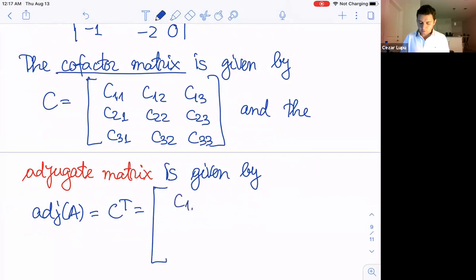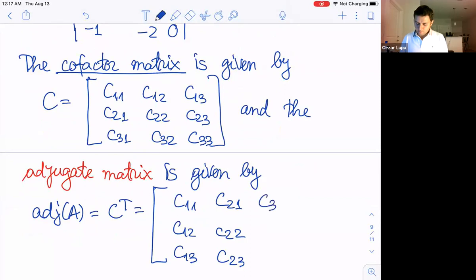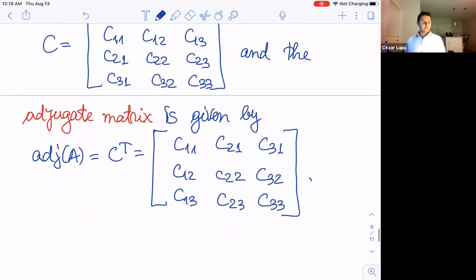Let's write it. The adjugate of A will be the cofactor transpose, which will be nothing else than just C11, C12, C13. We're going to write them in the column. C21, C22, C23, and C31, C32, C33. Okay, beautiful. Now we have to compute the algebraic complements. Oh my goodness. Let's do it.